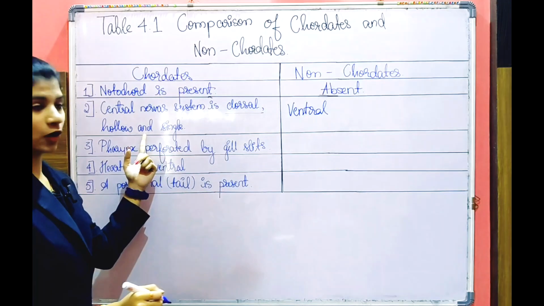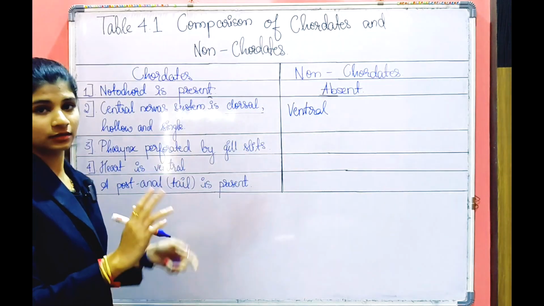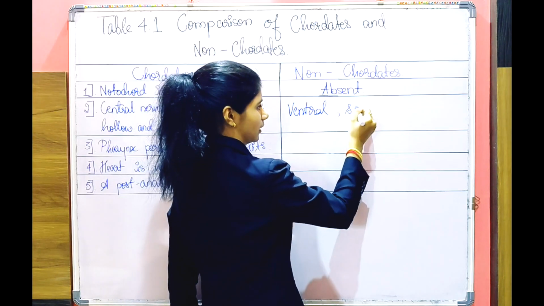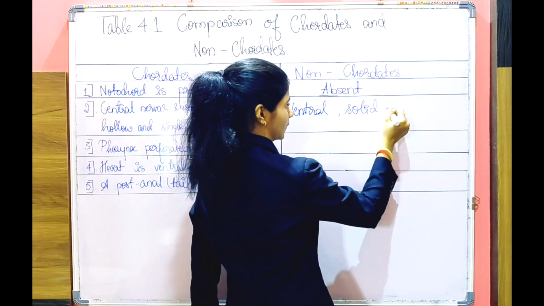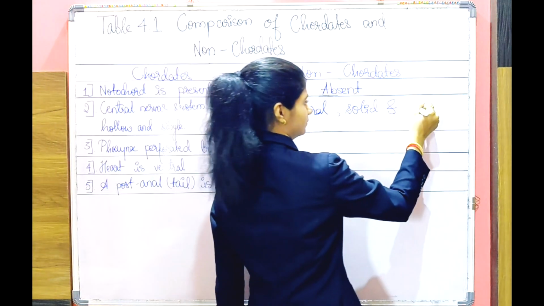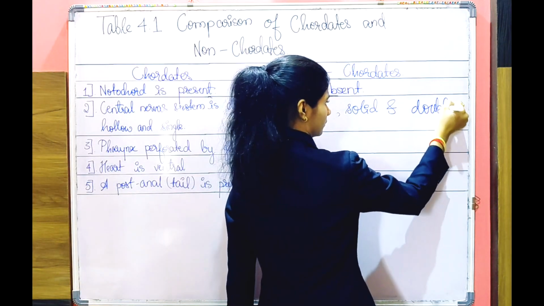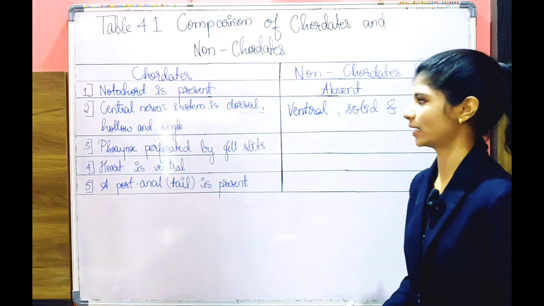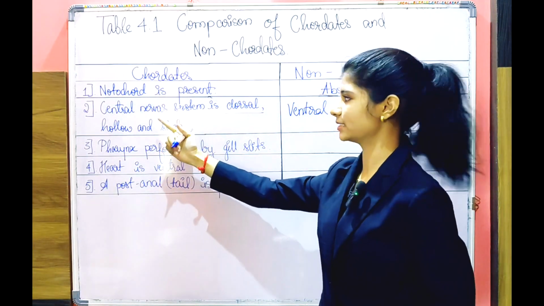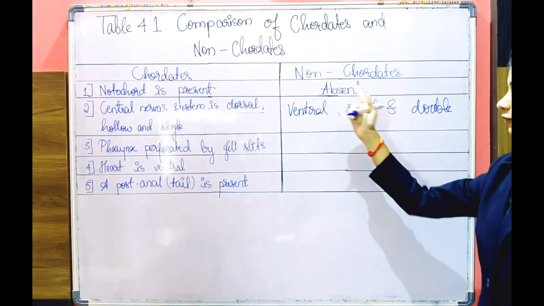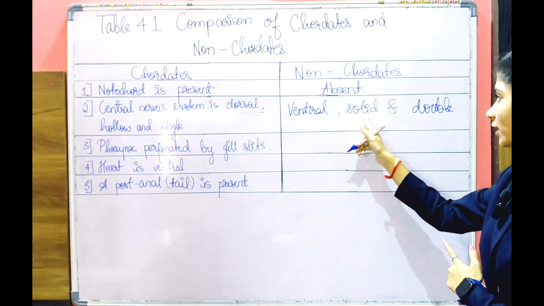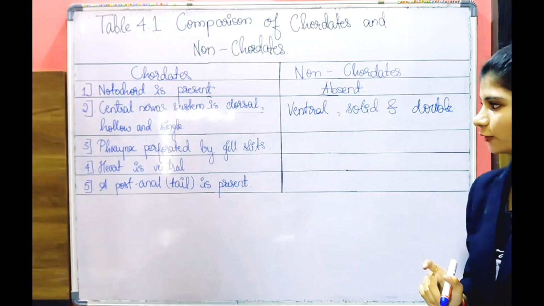Then here it is hollow and single. Now what is the opposite of hollow and single? Hollow means the opposite is solid, and single means the opposite is double. So in the exam you have to write: central nervous system is dorsal, hollow and single in chordates, and in the point for non-chordates you have to write: central nervous system is ventral, solid and double. Did you get this point?